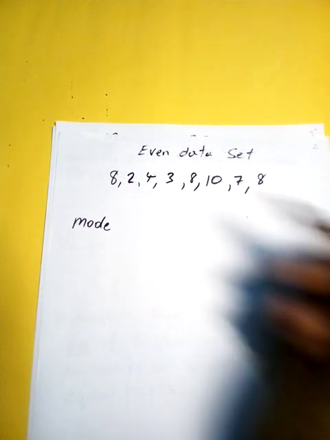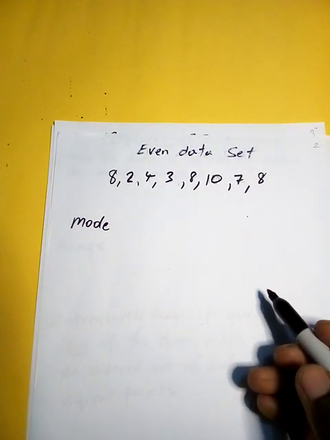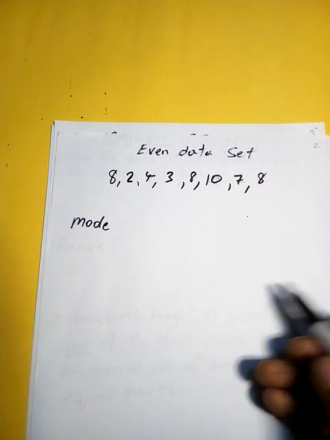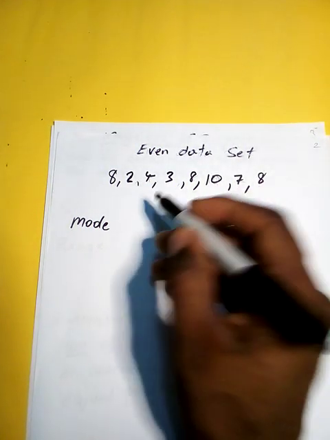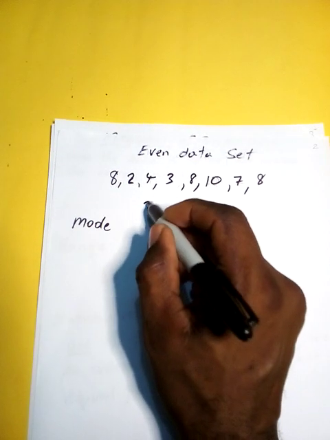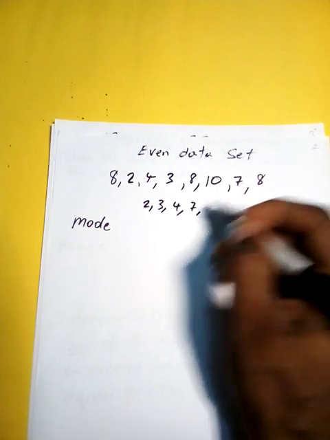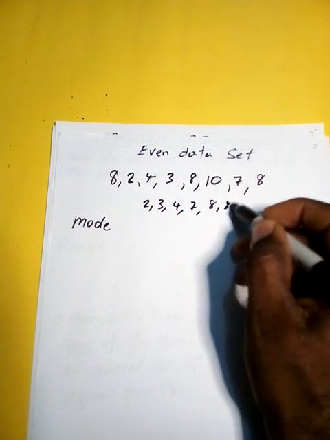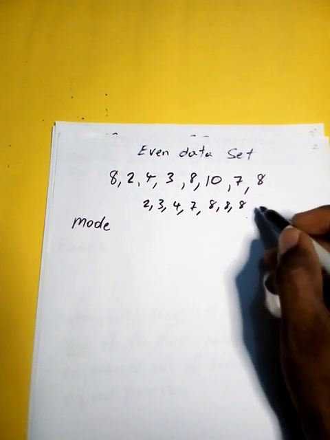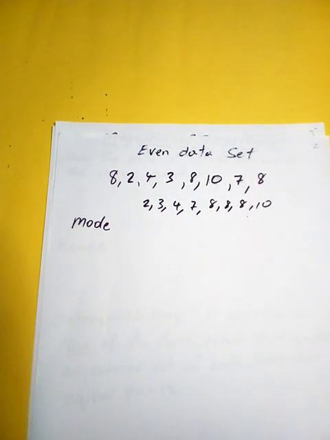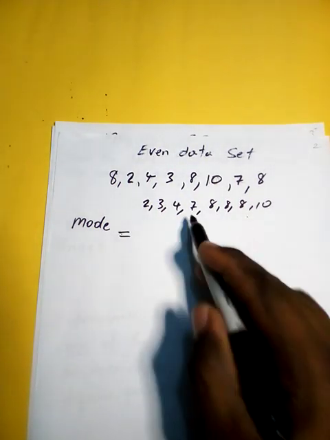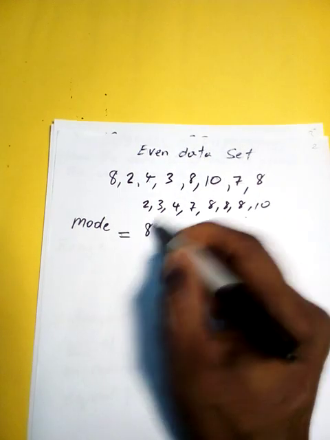But remember, the first thing that we're going to do is organize our data set into ascending or descending order, from small to big or big to small, whichever you choose. So I'm going to order from small to big. So it's 2, 3, 4, 7, 8, 8, then I have 10. So the mode is the most frequent number. The most frequent number here is 8.